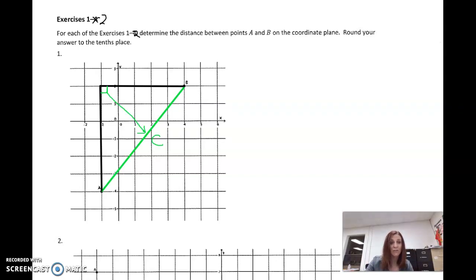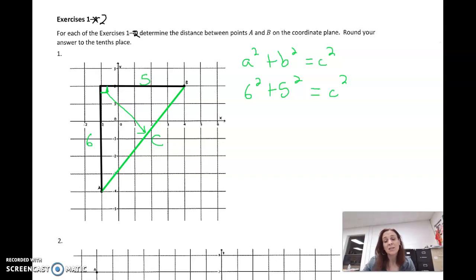1, 2, 3, 4, 5, 6. 1, 2, 3, 4, 5. So, missing side length, right triangle, Pythagorean theorem. The legs are the sides that make up a right angle. So 6 squared plus 5 squared equals C squared. 6 squared is 6 times 6, not 6 times 2. 6 times 6 is 36, plus 5 times 5 is 25, equals C squared. 36 plus 25 is 61.